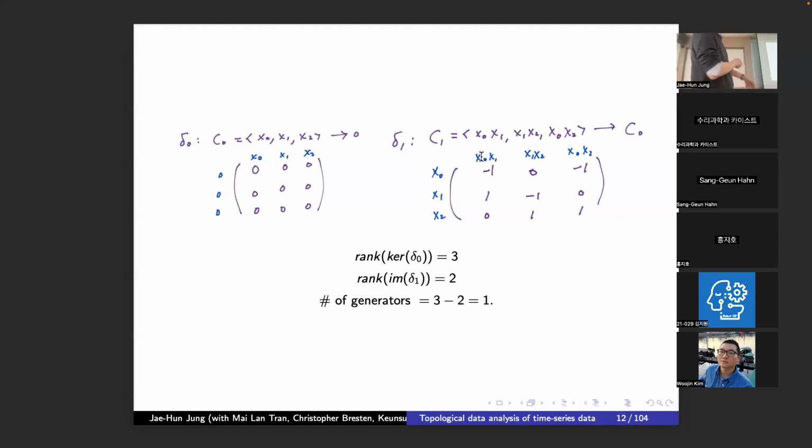So as you see, the first, sorry about that. So you have two columns linearly independent. But if you add these two, then you get the third one. Okay? So then the rank of image delta 1 becomes 2. So the number of generators becomes 3 minus 1, which is 1. Okay. So this example is quite simple.